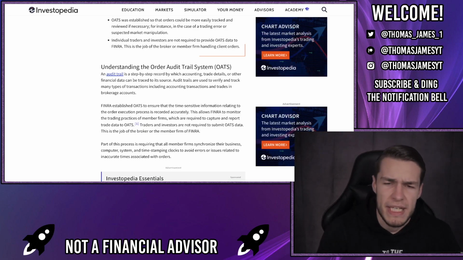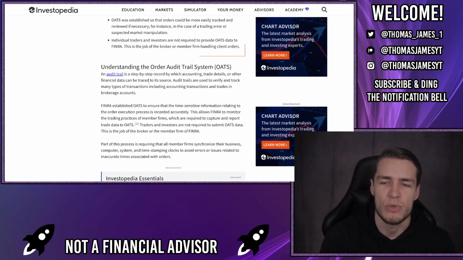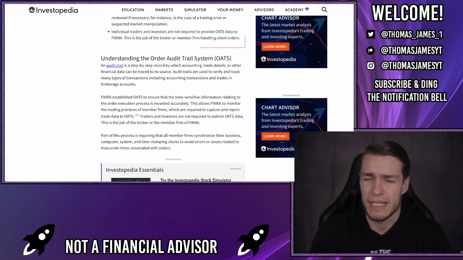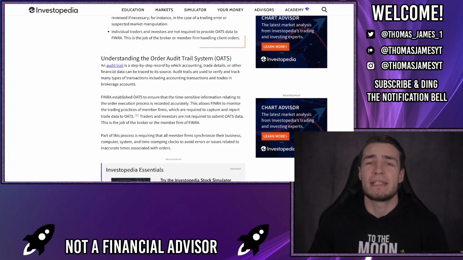So the OATS system was originally introduced as an audit trail, which is a step-by-step record by which accounting, trade details or other financial data can be traced to its source. Audit trails are used to verify and track many types of transactions, including accounting transactions and trades in brokerage accounts. FINRA established OATS to ensure that the time-sensitive information relating to the order execution process is recorded accurately. That allows FINRA to monitor the trading practices of member firms, which are required to capture and report trade data to OATS. So basically, FINRA can monitor the practices of member firms to ensure they don't commit fraud and market manipulation.